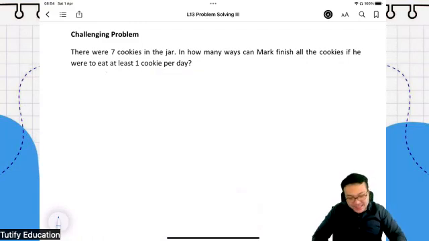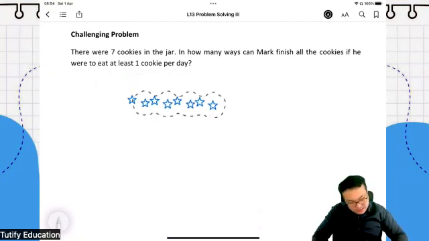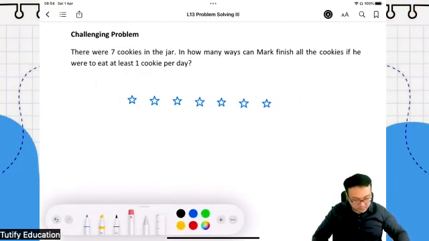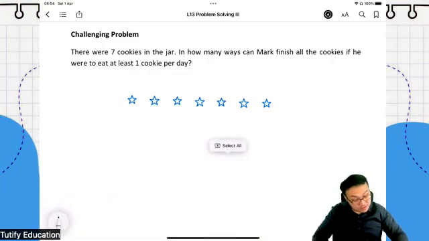Now, first, I'm going to draw some stars. Okay, I'm going to draw 7 stars, okay? Why do I want to draw 7 stars? Because we have 7 cookies. I would like everybody to pretend that these are your 7 cookies, okay, students?